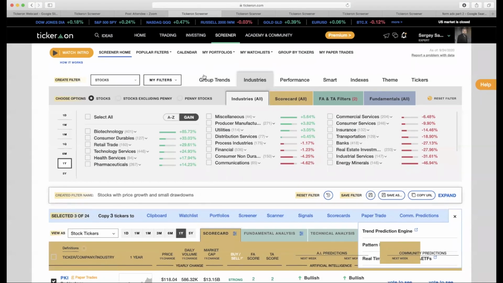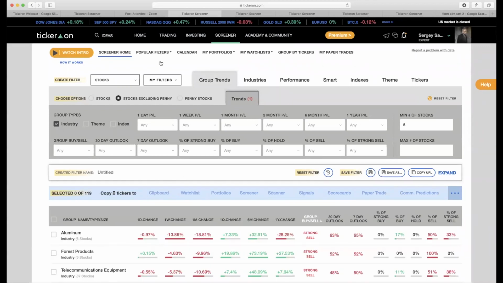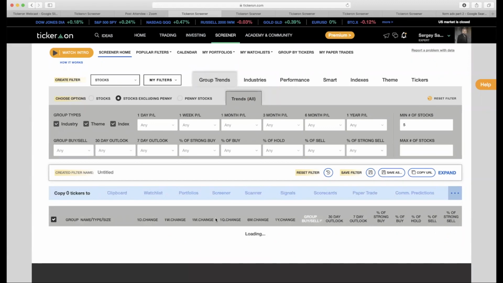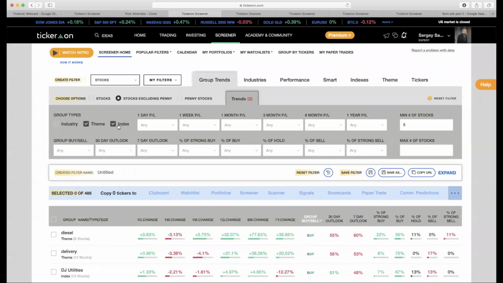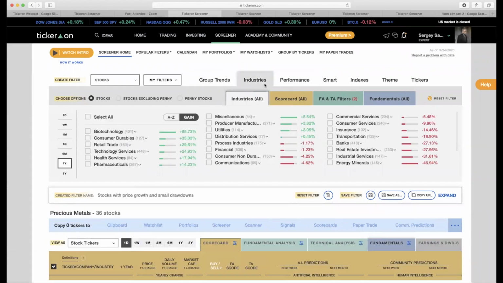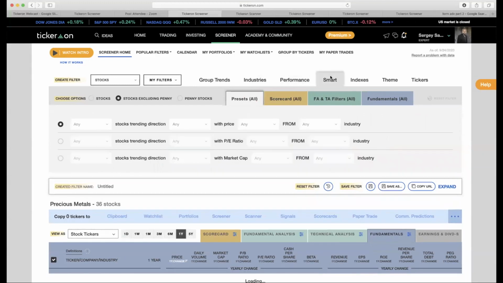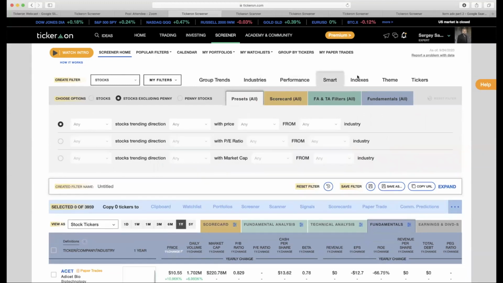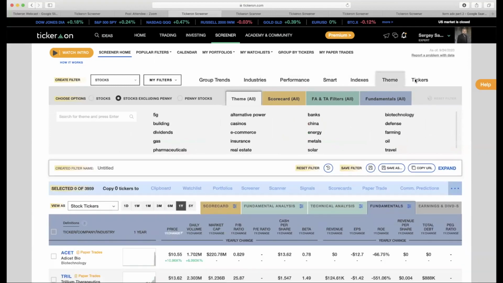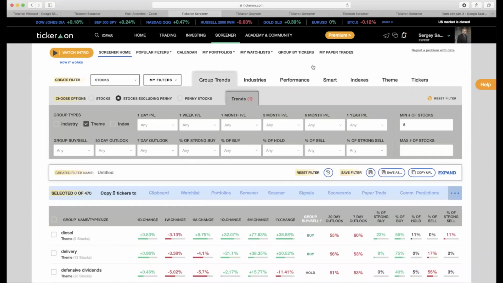Again, the main thing that I use is group trends. I go for stocks excluding penny, because I don't use penny stocks. I sort by group buy or sell depending on what I'm looking for, and I prefer theme, but you can select all three if you wanted. But I prefer theme above all else. And then you could also do it by industries, by performance, sort by any time frame. Do smart, where you get kind of customizable features. You can do it by indexes, by themes, or by tickers. Group trend kind of encompasses it all. And then everything that you do, all these blue bar things, you'll see them up here. You'll see your portfolios, your watch lists, your paper trades, stuff like that.